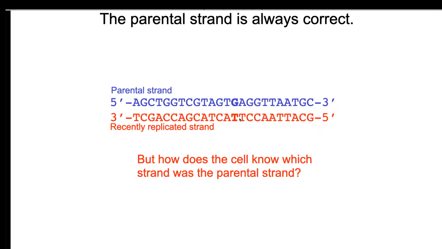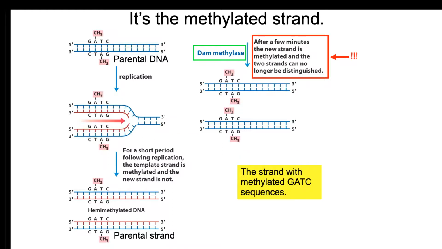If there is a mismatch, the cell will look at the parental strand and use that as a guide to fix the more recently replicated strand. So if it came across something like this, it would read that C in the parental strand and fix this T into a C. Well, the next question is, how does a cell know which is the parental strand and which is the recently replicated strand? And the answer is methylation.